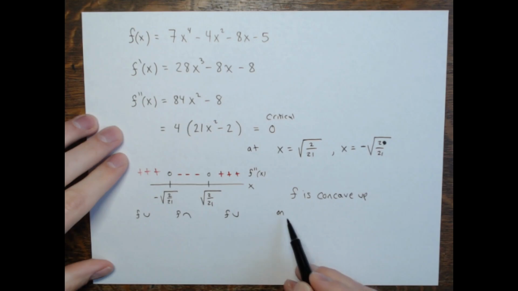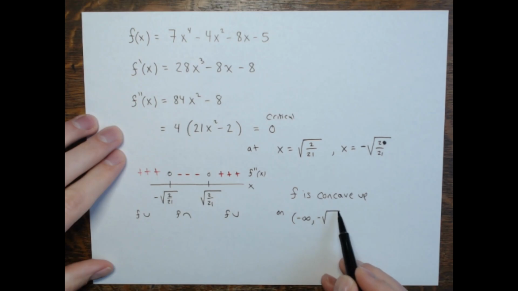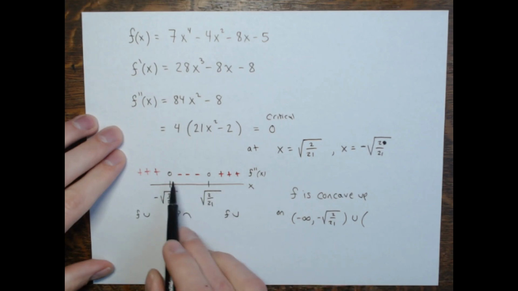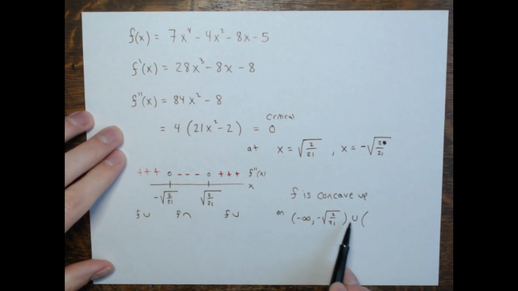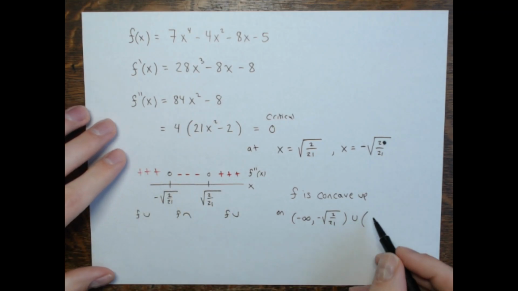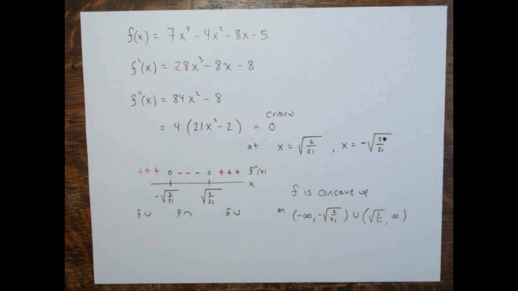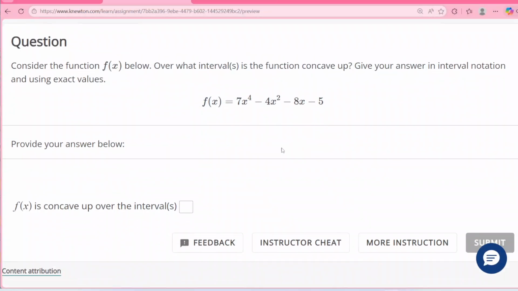So concave up on the following intervals, right? From negative infinity to this negative square root of 2/21 value, union, and then I'll need the union symbol here because it's totally separate. There is a gap between them. Positive square root of 2/21, to infinity. So I'm entering those where the second derivative is positive.